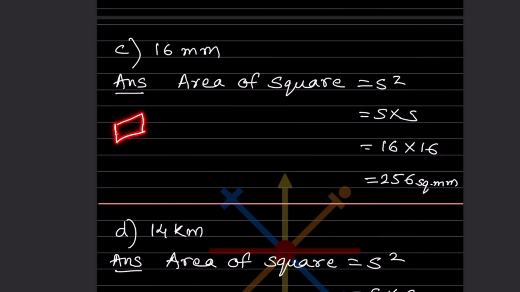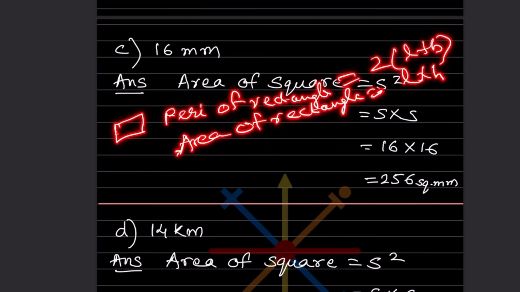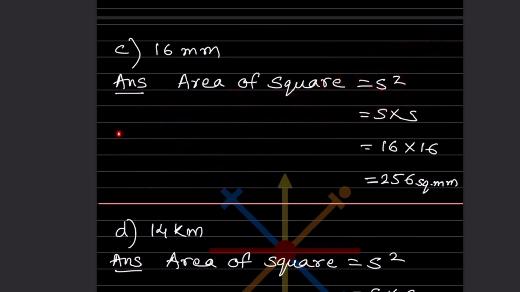See here, take the rectangle, write the perimeter of the rectangle. The perimeter of a rectangle is twice into length plus breadth. Then the area of a rectangle, and the derivation also I have shown you before, that is length into breadth. Now you will take a square, the perimeter of a square. You have to add all sides, that is 4 into S.